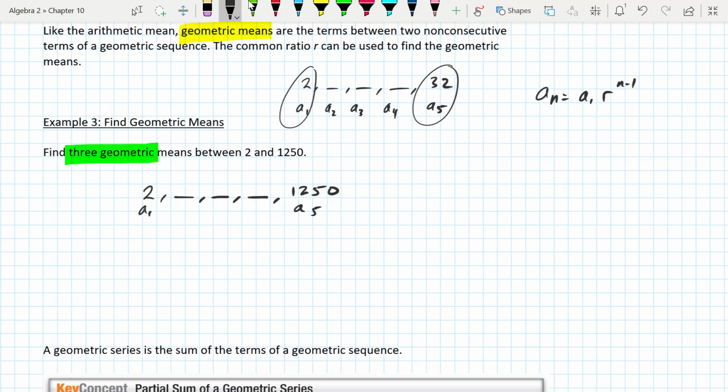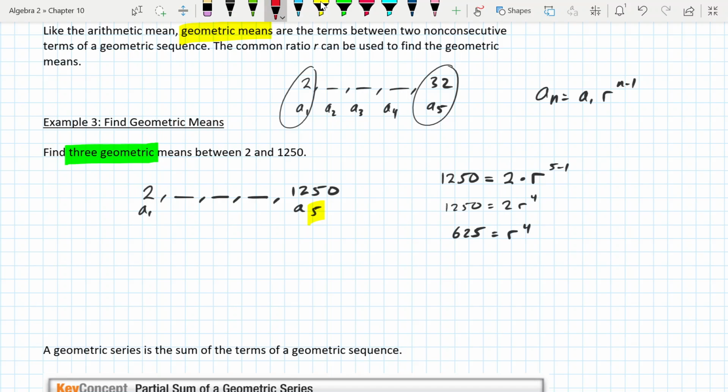So I plug in what I know into my formula. The fifth term is 1,250. The first term is 2. The common ratio is unknown to me, but I do know that the exponent is going to be the index of the 5 there minus 1. So I have 1,250 equals 2r to the 4th. Well, let's go ahead and divide both sides by 2. 1,250 divided by 2 is 625 equals r to the 4th.